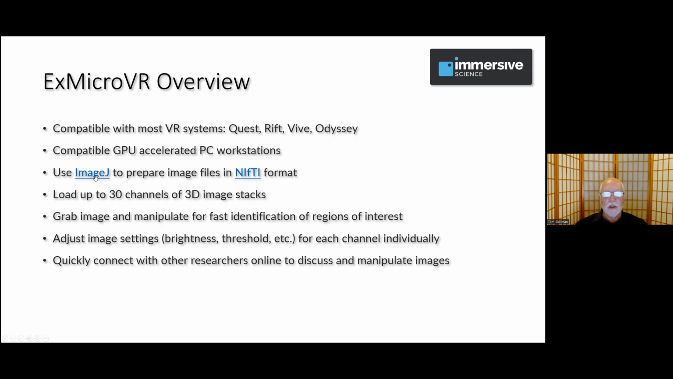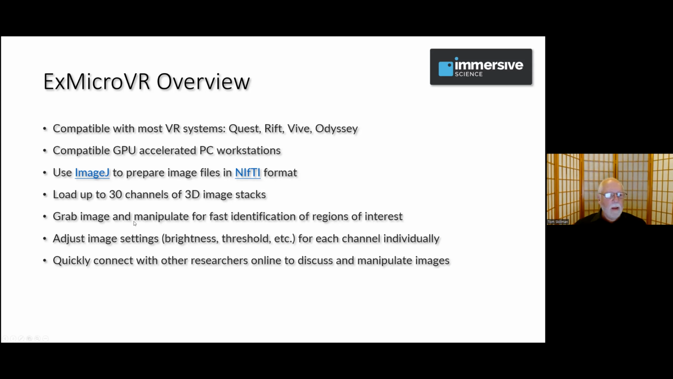You use the open source ImageJ software to do the image preparation. You can put it in a macro, and in just a couple of minutes, you can go from your raw image files, usually TIFF stacks, into a nifty file format, which is then used in XMicro. You can load up to 30 channels of 3D stacks, so that's 30 different markers.